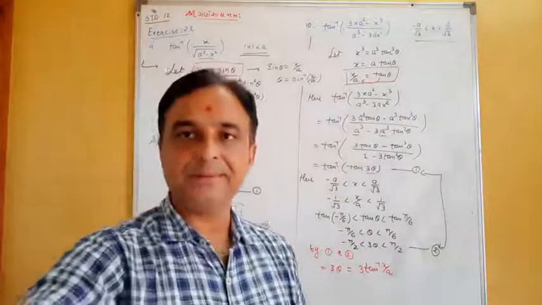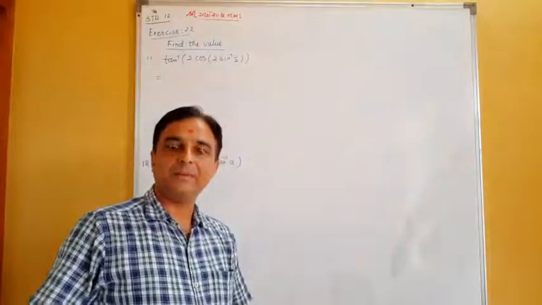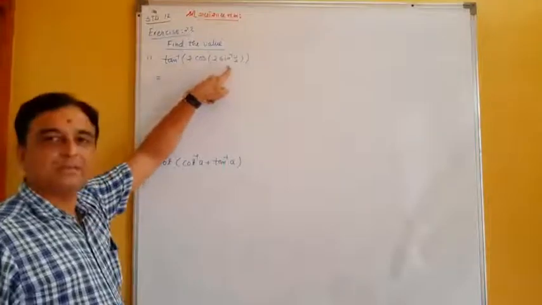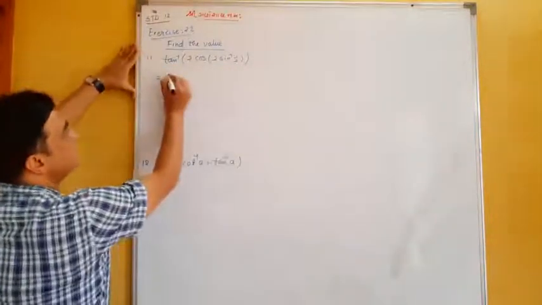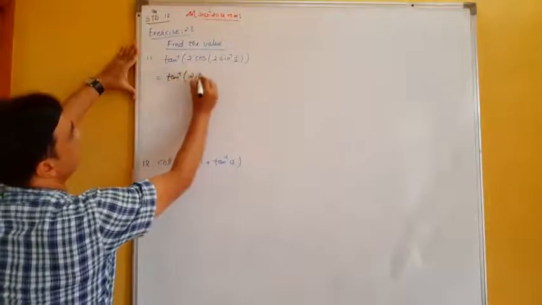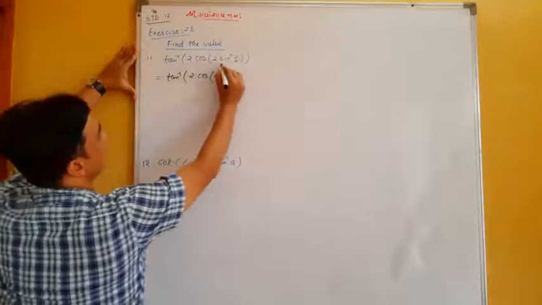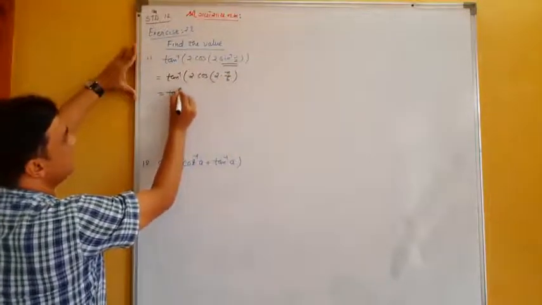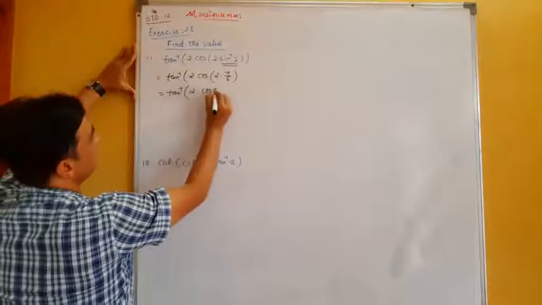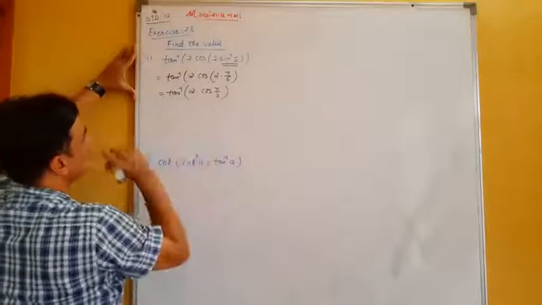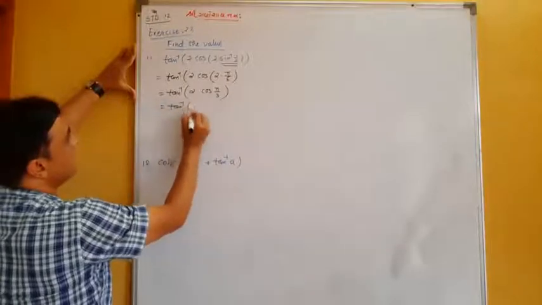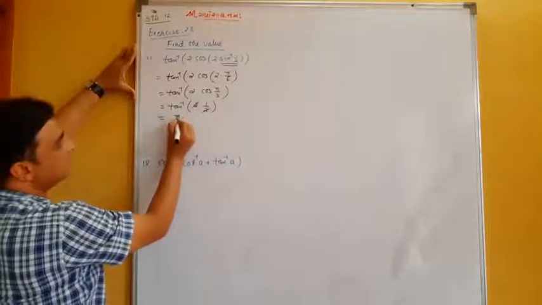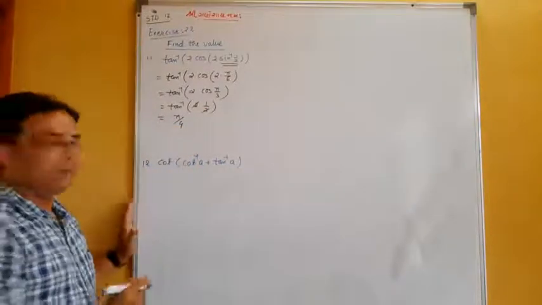Let's go to the next example, 11th question. Find the values: tan inverse 2 cos 2 sin inverse 1 by 2. So substitute the value, nothing else. 2 sin inverse 1 by 2 is pi by 6. Now tan inverse 2 cos pi by 3. 2 cos pi by 3 is 1 by 2. 2 cancel, tan inverse 1 is pi by 4.